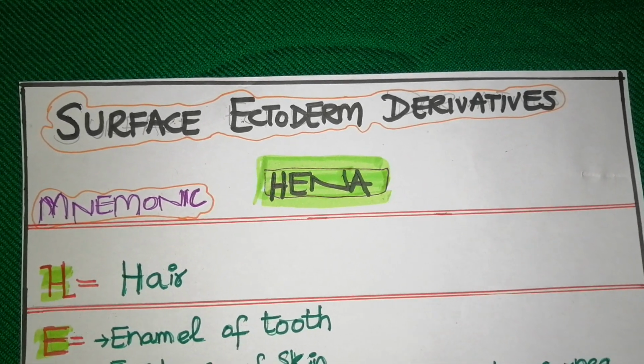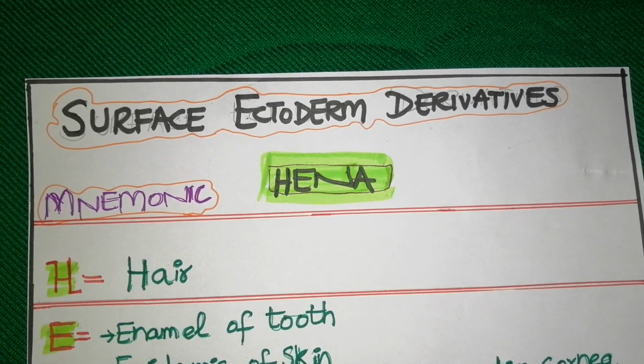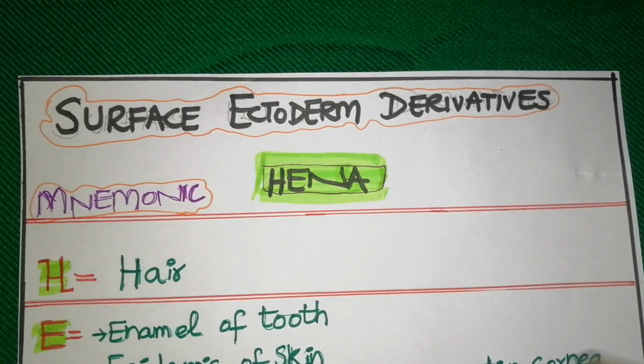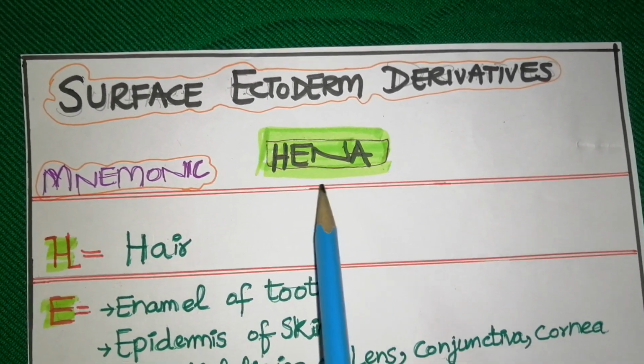Hi guys, in today's video I am going to give you a mnemonic that will make it easier for you to memorize the surface ectoderm derivatives. So the mnemonic is HENA or henna.